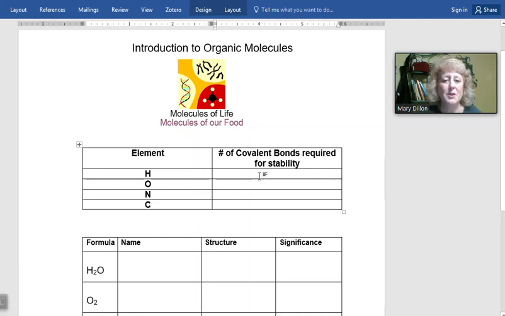One thing you were supposed to do is look through your notes and figure out how many covalent bonds each of these elements needed to be happy and stable. So hopefully you figured out hydrogen is stable with 1 covalent bond, oxygen 2, nitrogen 3, and carbon 4. Or as I like to remember it, HONC: 1, 2, 3, 4. You need to memorize this for the rest of the course. HONC: 1, 2, 3, 4. Because when we build these big molecules, you need to know how many covalent bonds everybody needs to be stable.